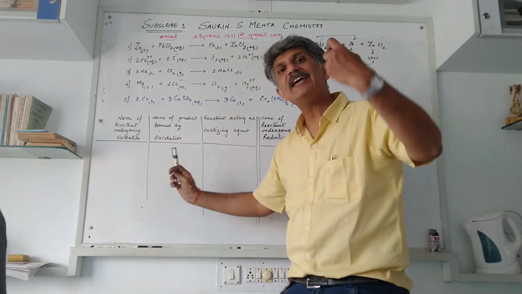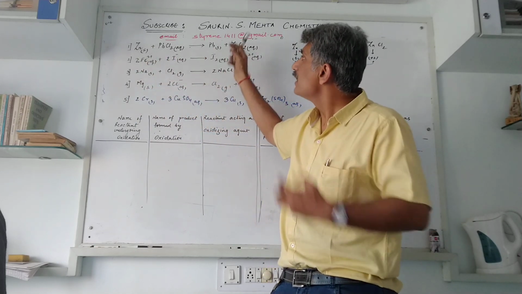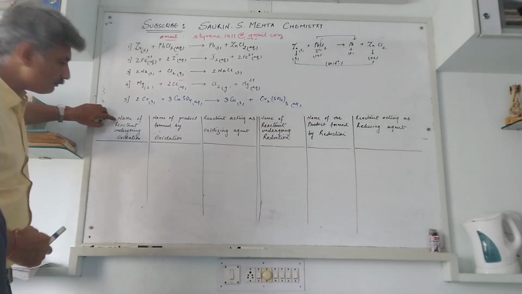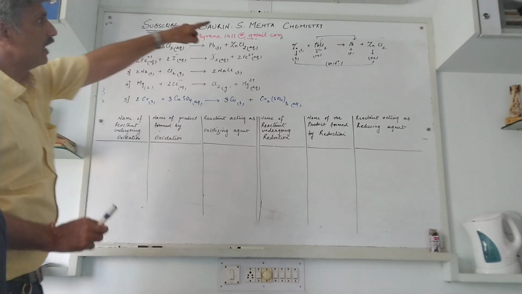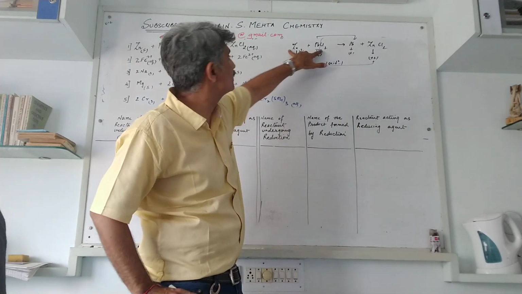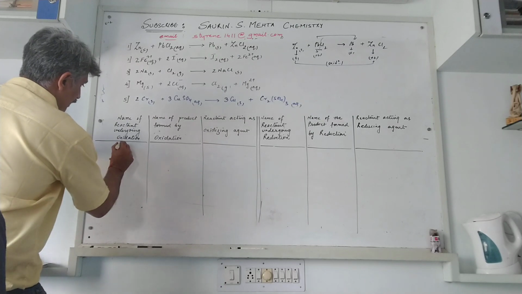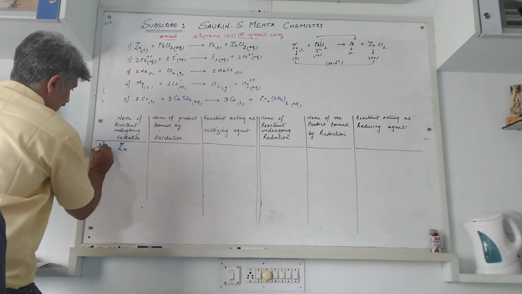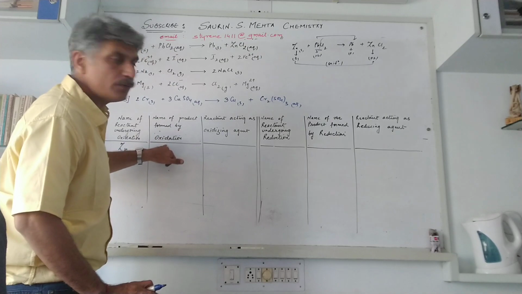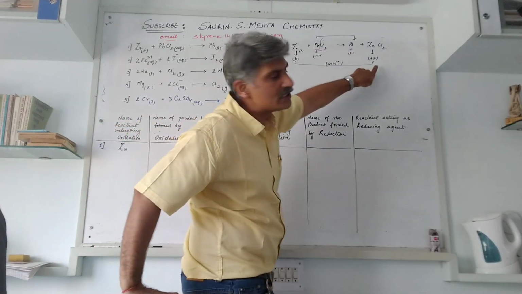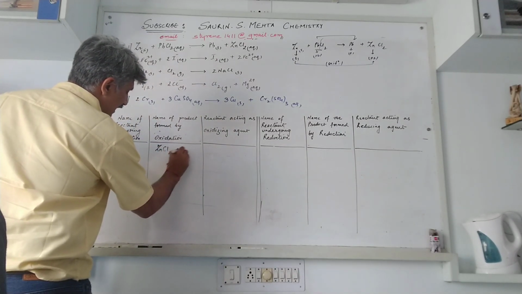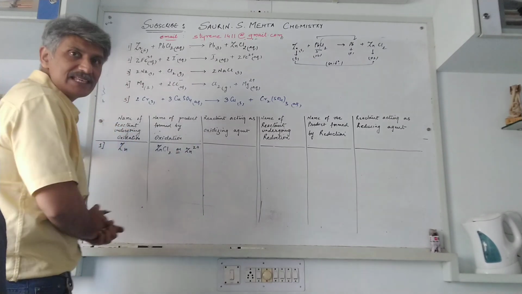Now we will classify each of these reactants and products into their different categories. First, I want to name the reactant that is undergoing oxidation. We have two reactants, and out of those two, one undergoes oxidation. That is zinc. So I'll write zinc over here for this first reaction, number 1. Second is the name of the product formed by oxidation. When zinc undergoes oxidation, the product formed is ZnCl2. You can write ZnCl2, or you may write Zn2+. It implies the same.